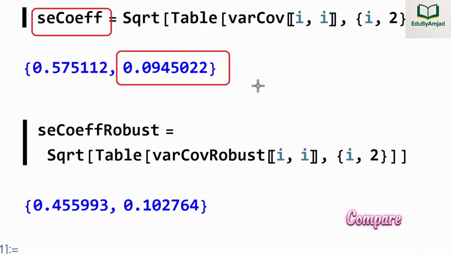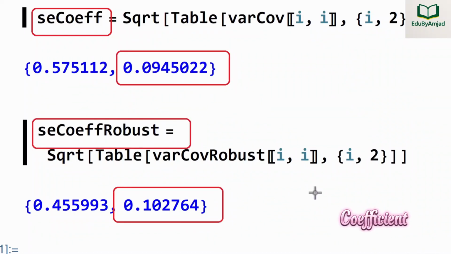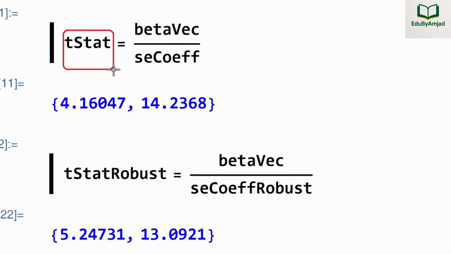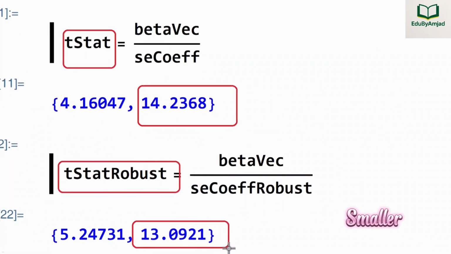Finally, let's compare the results. Notice that the standard error of the slope coefficient is larger under White's robust estimator than under OLS. As a result, the robust t-statistic is smaller, giving us a more accurate and reliable hypothesis test.